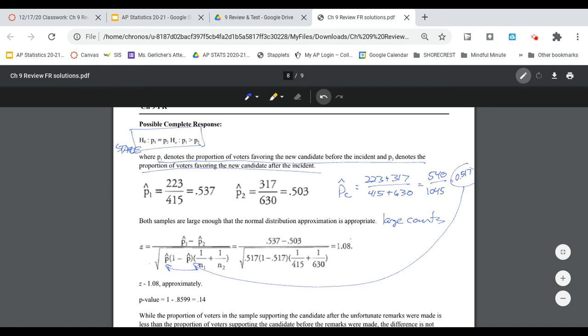And then they figured out their p hats. Also, they didn't include it in here, but you should figure out your p combined, your p hat combined, because that does come into play down here. Okay, so for their conditions, they only graded them on large counts, and they didn't even make them show the calculation. They just said both samples are large enough. Okay, so that's the large counts thing.